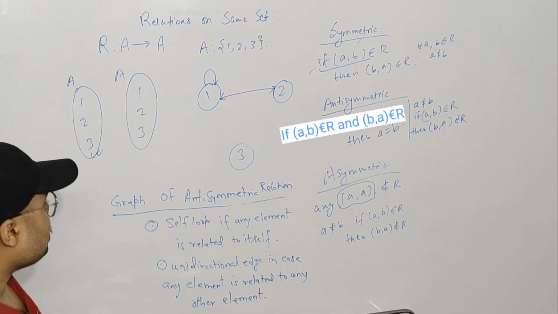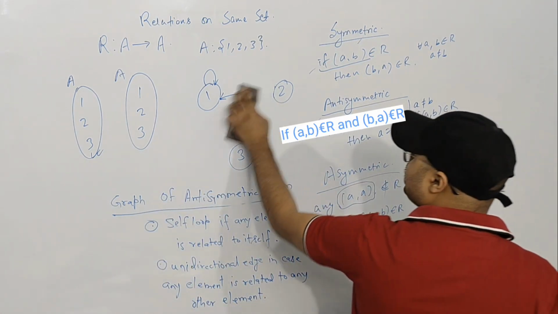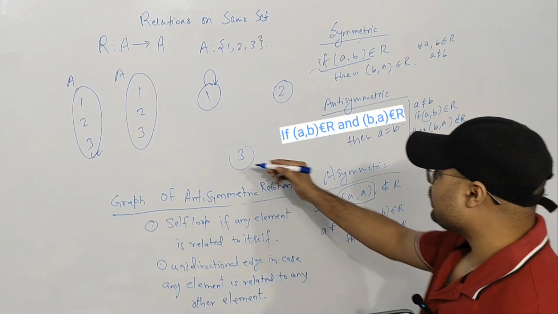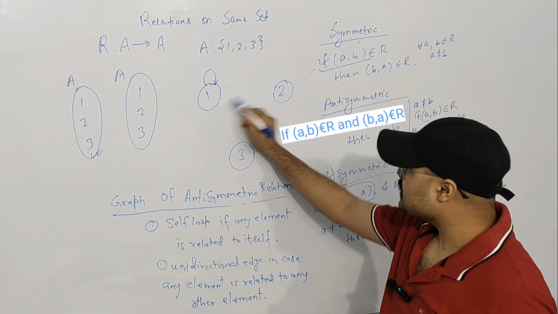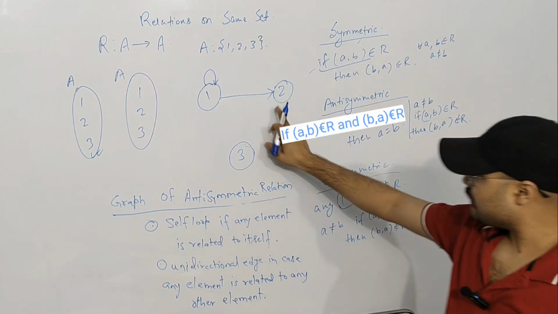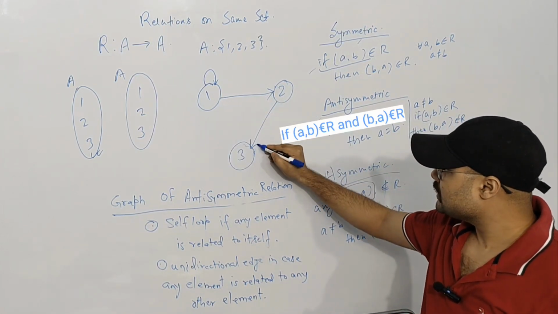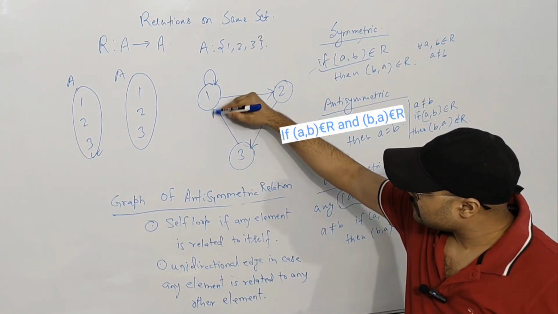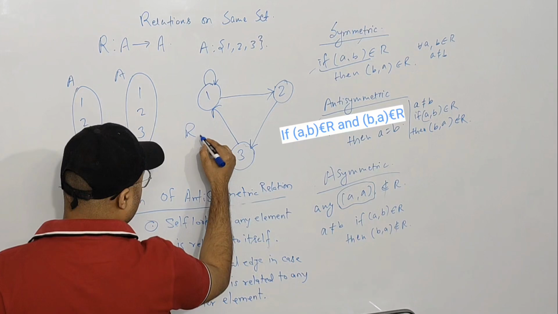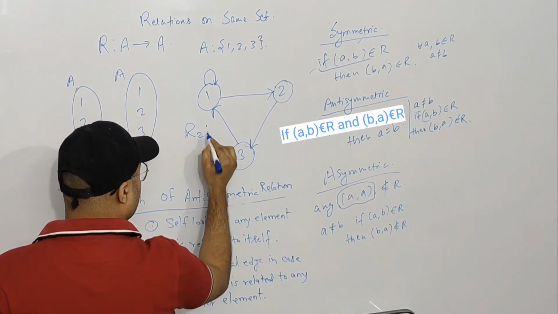Let's take an example of an anti-symmetric relation. If 1 is related to 2, it will be like this, and now there will not be an edge from 2 to 1. Let's say 2 is related to 3, and let's say 3 is related to 1. Let's say this relation is R2.